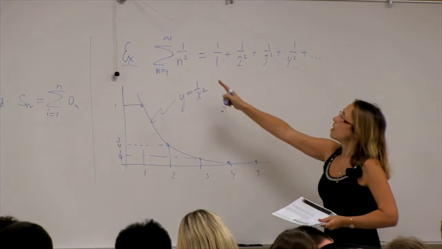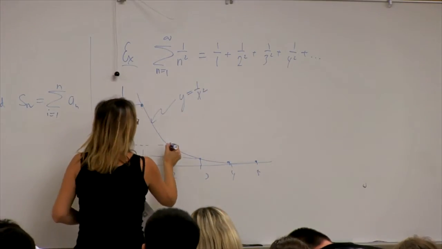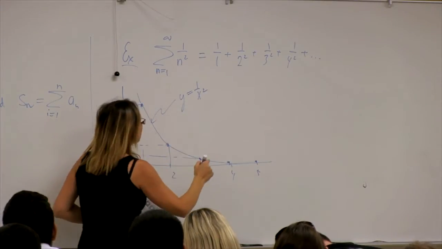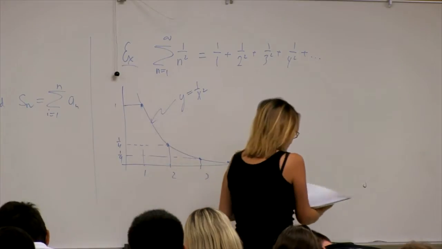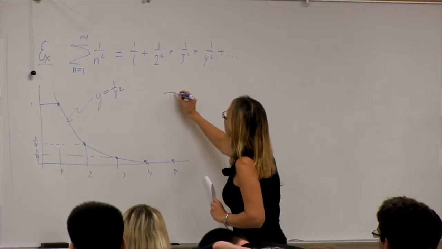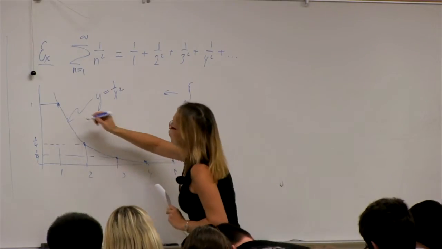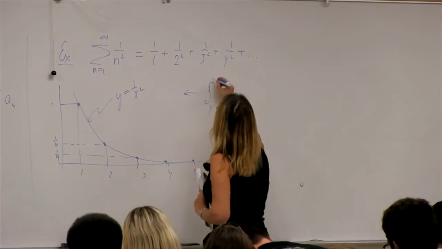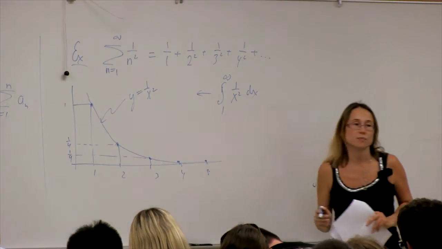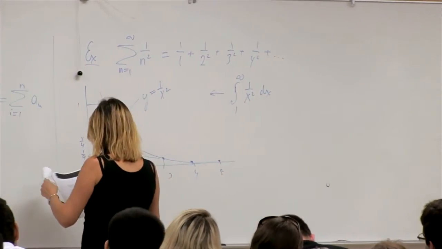So the summation here is this number plus this number plus this number plus this number. And we also have this function, and we can calculate the integral, say from 1 to infinity of this function dx. There must be a connection, right? How can we see that there's a connection?